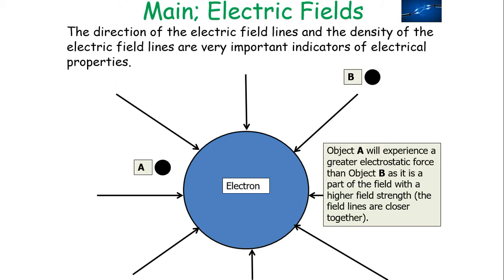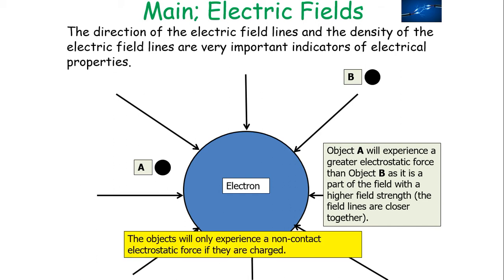So if we look at this particular situation here, we've got two objects, A and B. Which one will experience the greater electrostatic force? Well, object A will experience the greater electrostatic force because it's in a part of the field where the field lines are closer together, so the electrical field has a higher strength. Now, I know it's very tempting to say that it's because it's closer to the charged object, and you're not wrong in that statement, but it's a more correct version of physics to say that the reason why object A experiences a stronger electrostatic force is because it's in a region of space where the field lines are closer together. There's a higher field strength.